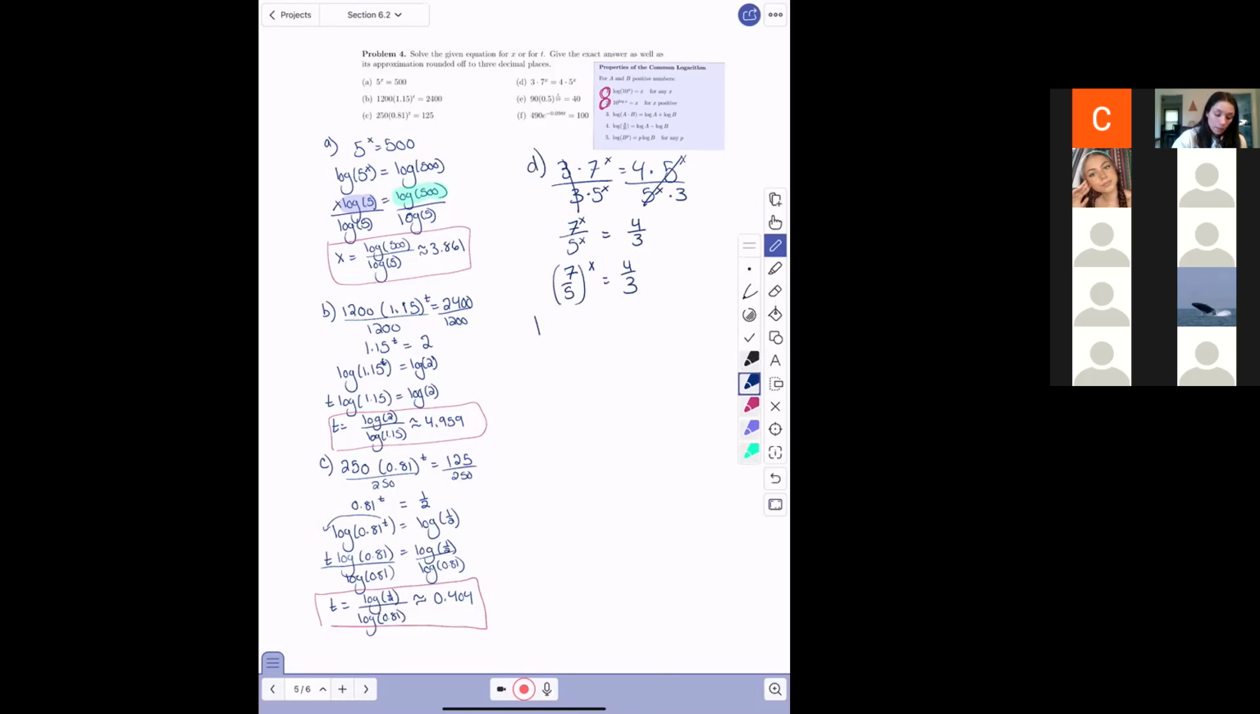Okay, now from here we take the log. We have the log of (7 over 5) to the power x equals the log of 4 over 3. And then we have x times the log of 7 over 5 equals log of 4 over 3. Divide both sides by the log of 7 over 5. So we have x equals the log of 4 over 3 divided by the log of 7 over 5. Plug that into your calculator. Make sure you have parentheses around your denominator there. And it is about 0.855.